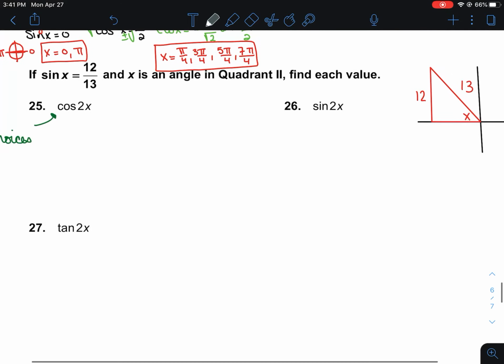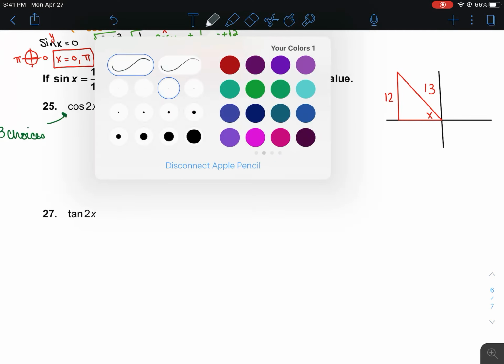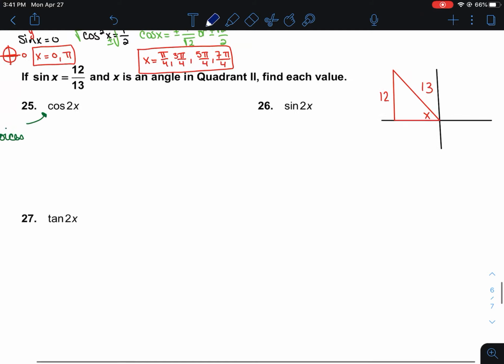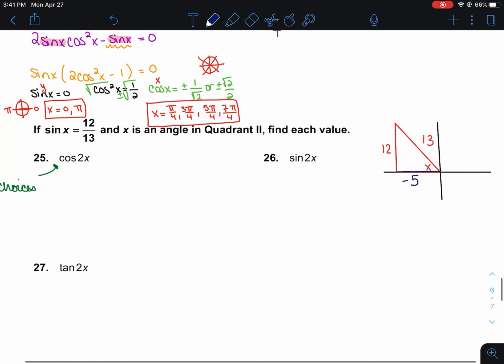Okay. All right, so for these last three here, I already have the picture drawn. So it said if sine of x equals 12 over 13, and x is an angle in quadrant 2, find each value. Okay, so again, I already drew the picture, sine opposite over hypotenuse, where it's in quadrant 2, like it asked for. I'm going to find that missing side to start. Okay, so using Pythagorean theorem, I get 5. But since that's in quadrant 2, I know my x values are negative. So that is a negative 5.